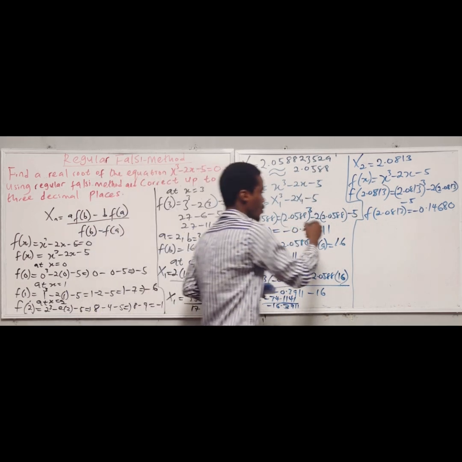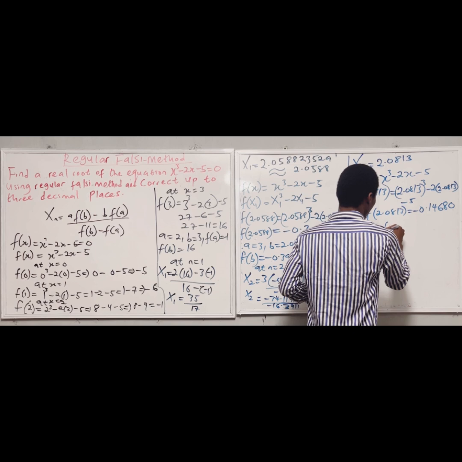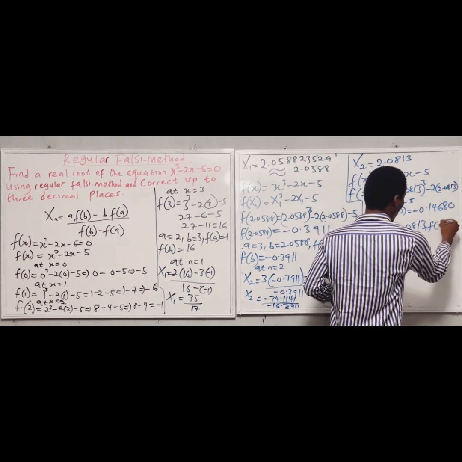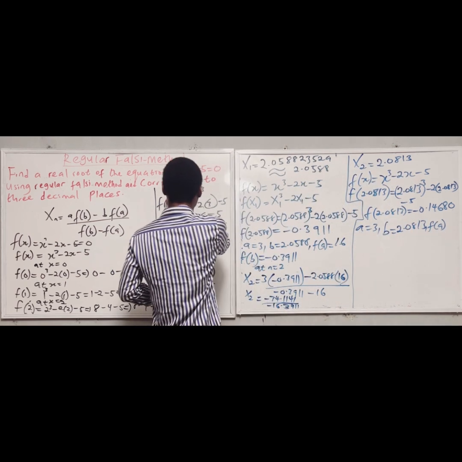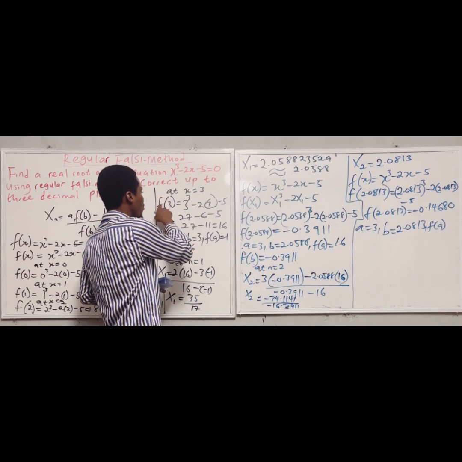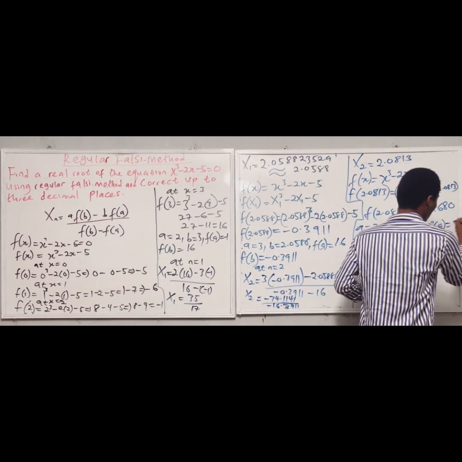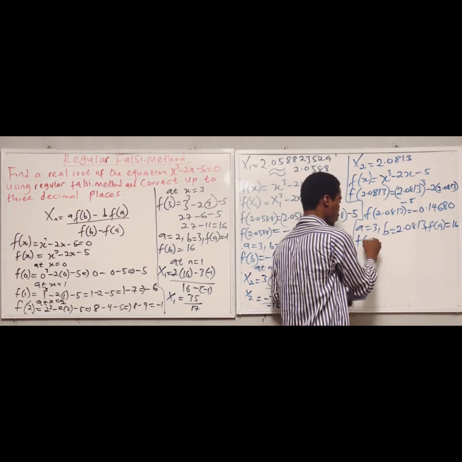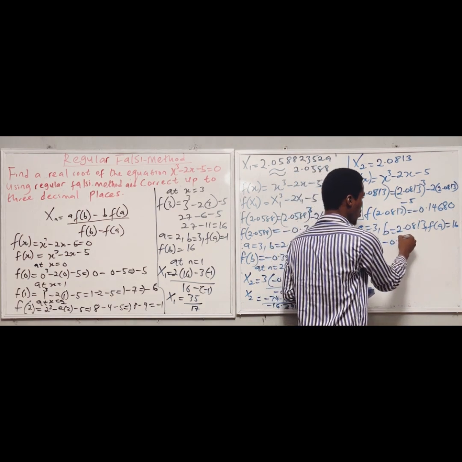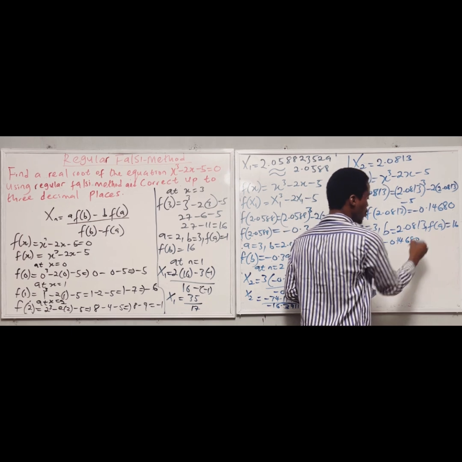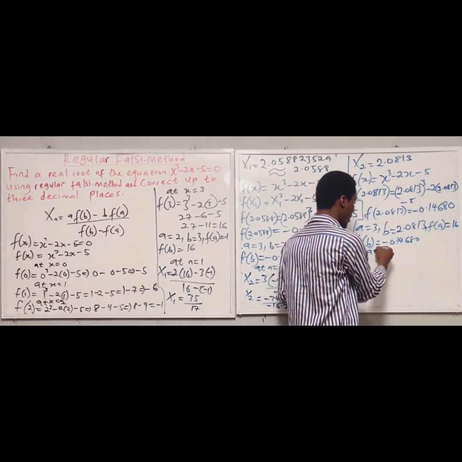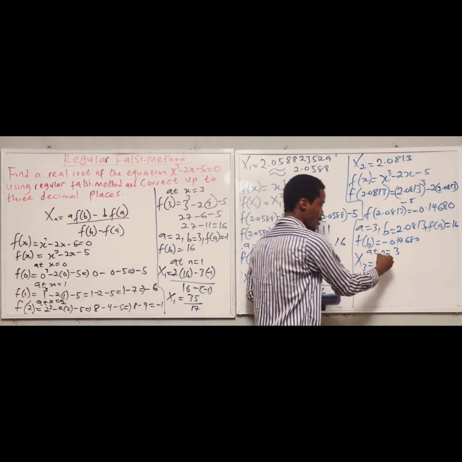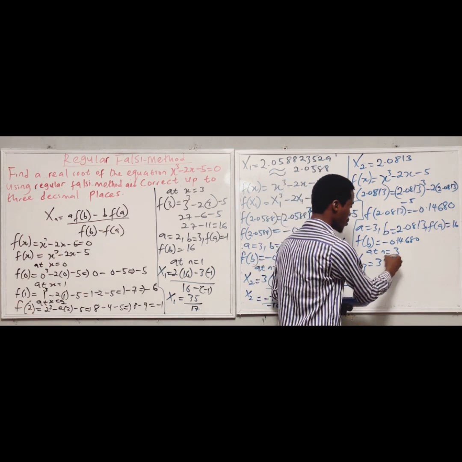So A is equal to 3, and this is my B, 2.0813. Then f of A is f of 3, which gives me 16. And then f of B is f of this one, minus 0.1468. So I will now do n equals 3. I'm going to have s3 equal to A f of B minus B f of A.